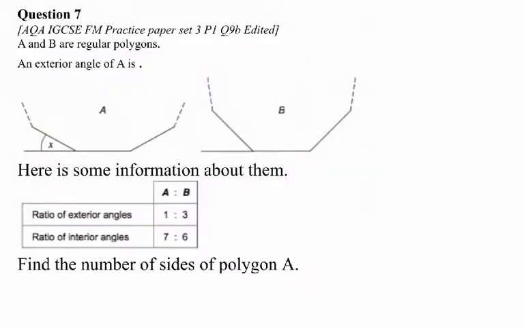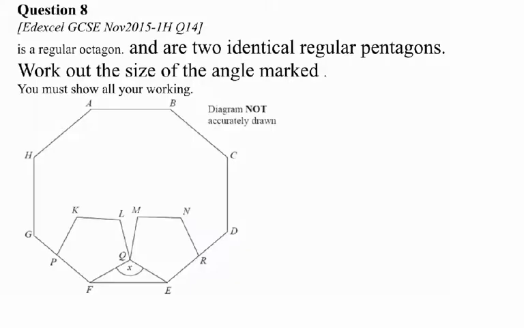Okay, moving on to question 7. Well, actually, I'm going to go to question 8 first of all. It's a slightly easier question. Okay, so question 8 is a regular octagon, and we've got two identical regular pentagons. Work out the size of angle marked X.